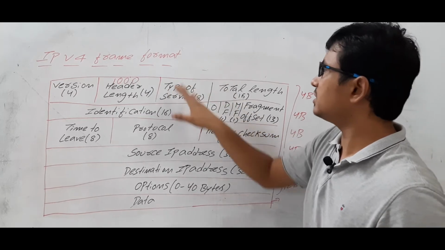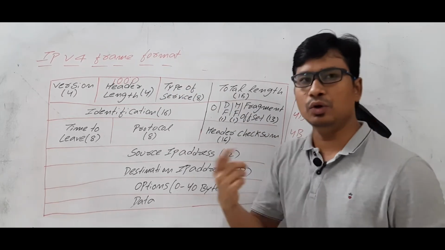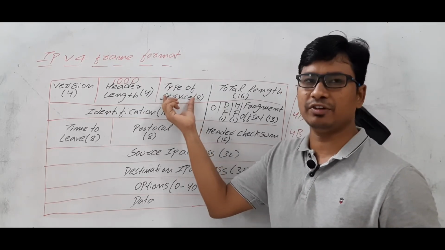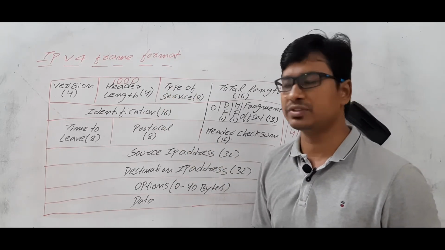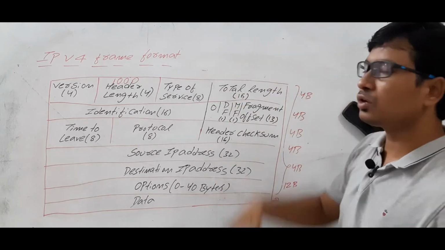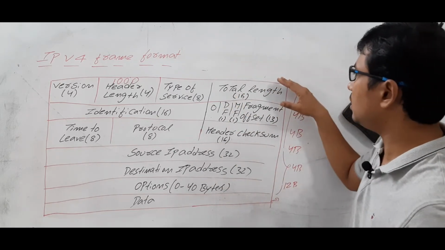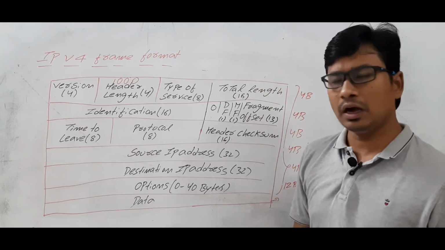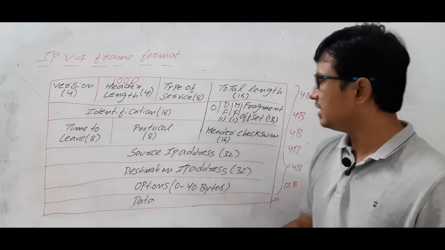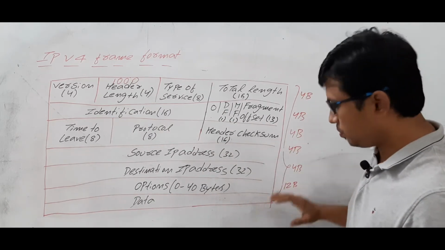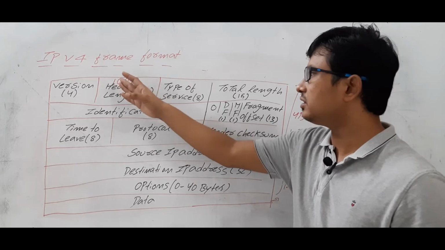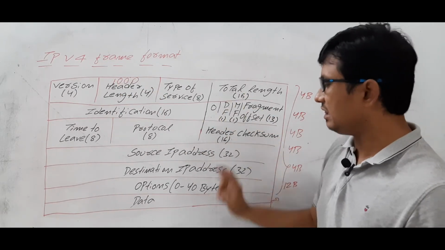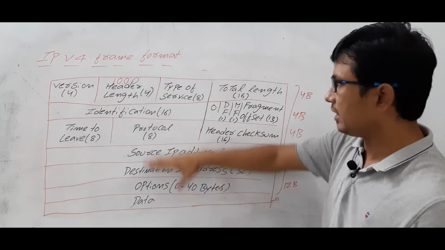Okay. Now what is the type of service? The type of service, the packets can have low delay, high throughput, required reliability. All this kind of information will be provided in the type of service field. And coming to the total length, it will tell the length of the packet including the data. Are you able to understand what header length is saying? It is talking about only the header up to the options, but it is not telling the length of the data also. But coming to the total length, it will tell the total length including the header.